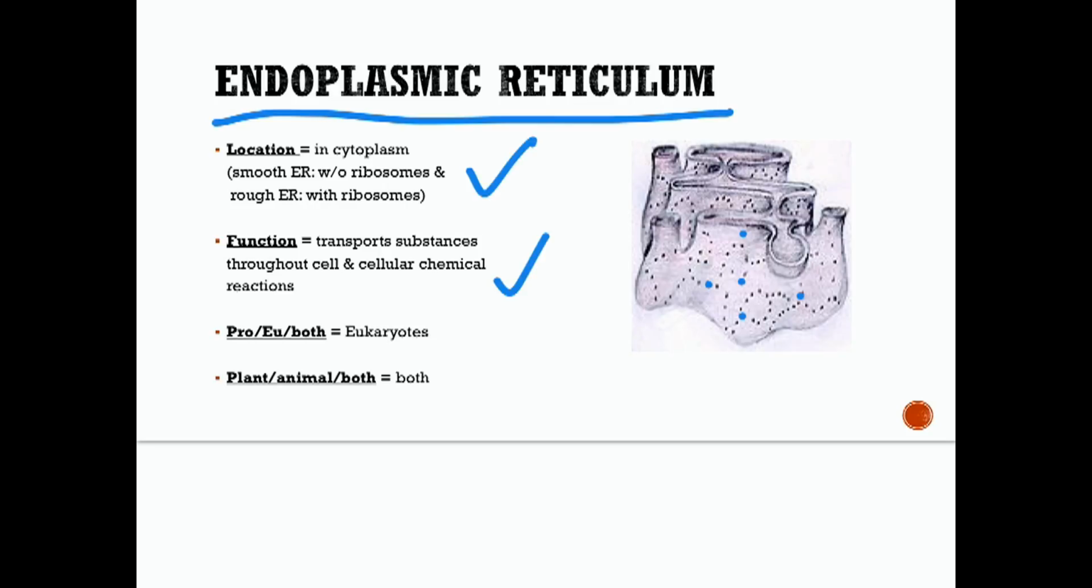Its function is to transport substances throughout the cell and for cellular chemical reactions. So in your make-believe city, it would be like the road system. It allows for movement throughout the city. You're going to find endoplasmic reticulum in just eukaryotic cells, both plant and animal cells.